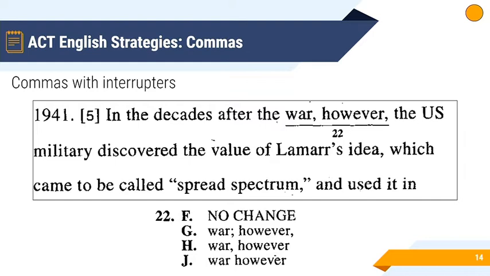So easiest thing, it's an interrupter. This one has however. It could be, for example, therefore, who knows, there's a whole laundry list. Always set it off with commas. The answer choice that does that is the original one.